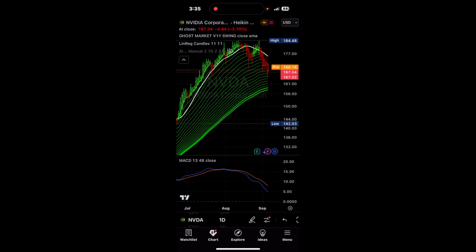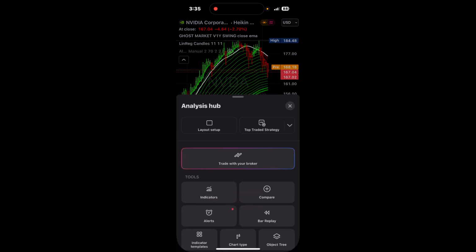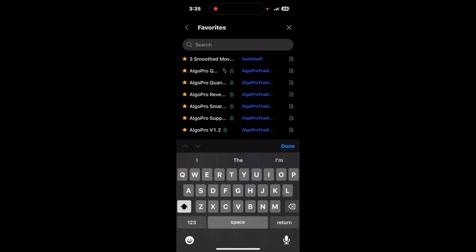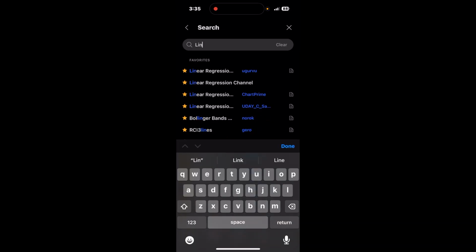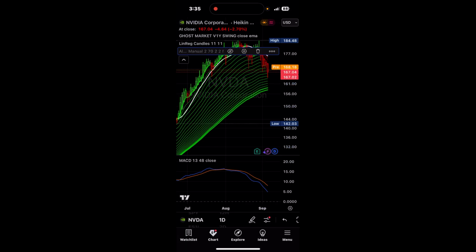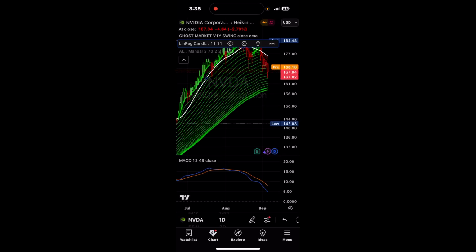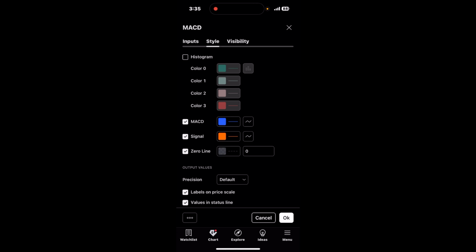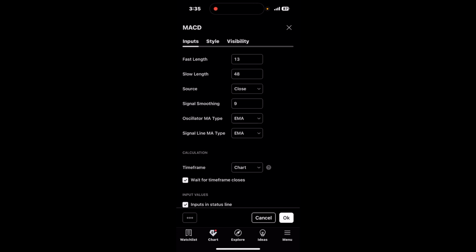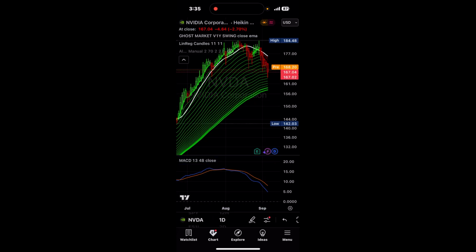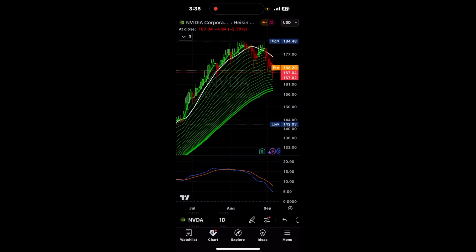And then the next one we're going to have is our linear regression candles. So you want to go to linear regression candles. And for this, I actually hide the candles, and I just bring out the plot line. So the plot line is important. And then you have MACD. MACD is customized as well. I removed the histogram, and I changed my inputs to 13 and 48. So those are the settings that you need to follow along here.